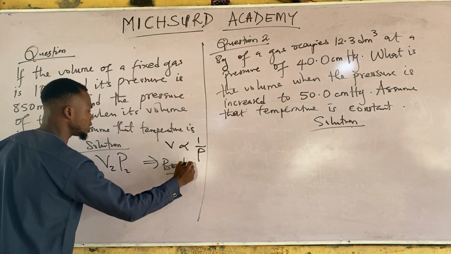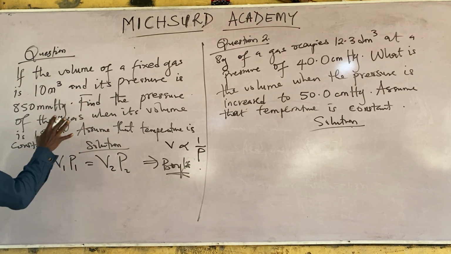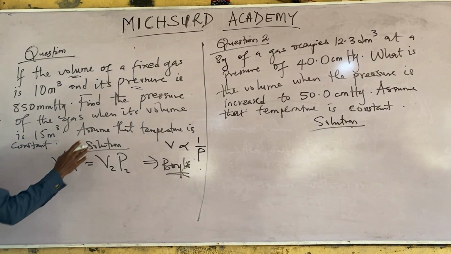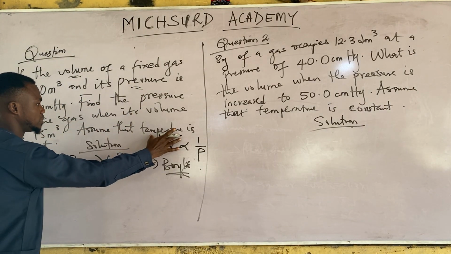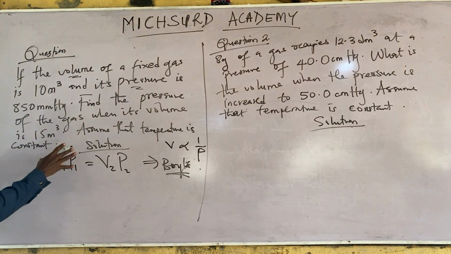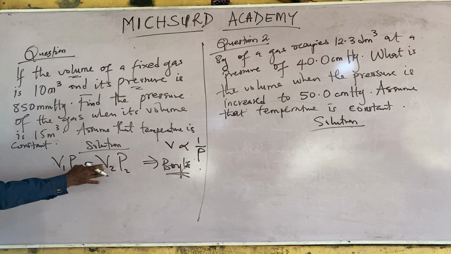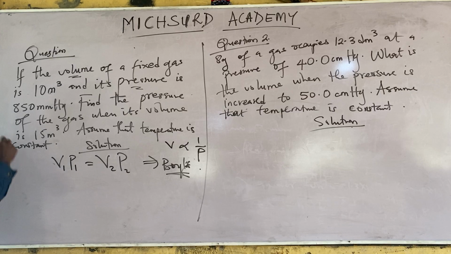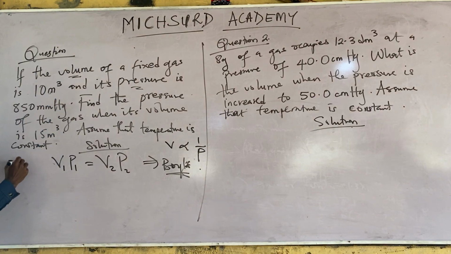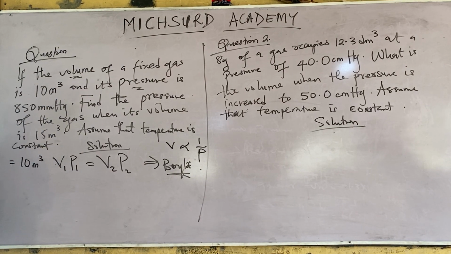So we are using Boyle's law to solve this problem because we have the volume, we have the pressure, and we assume that the temperature is constant. In that case, one can solve this with this formula. What we need to do is to know the parameters and see what they are. From here we have our V1. V1 is the first volume, which is 10 meter cube.